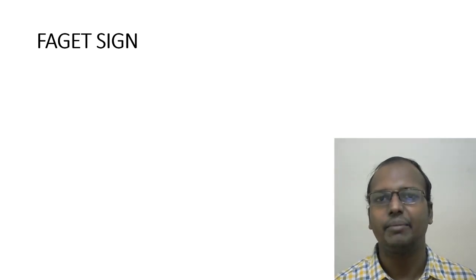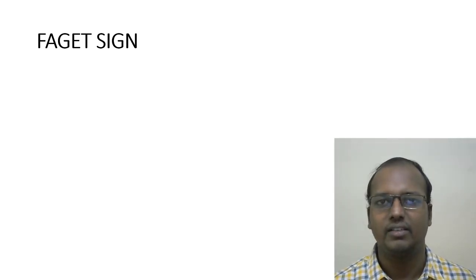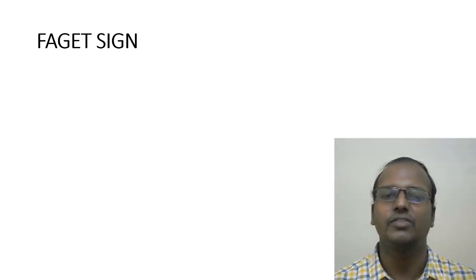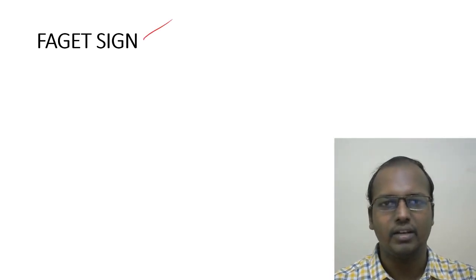For every 1 degree rise in temperature, there should be a 10 beats per minute increase in heart rate. Whereas if a patient is having more than 10 beats per minute increase in heart rate for every 1 degree rise in fever, that is called relative tachycardia. Similarly, if the patient has a drop in heart rate for every 1 degree rise in temperature, then it is called Faget's sign. Very, very important.